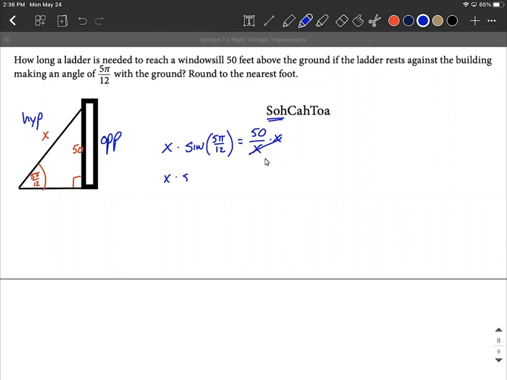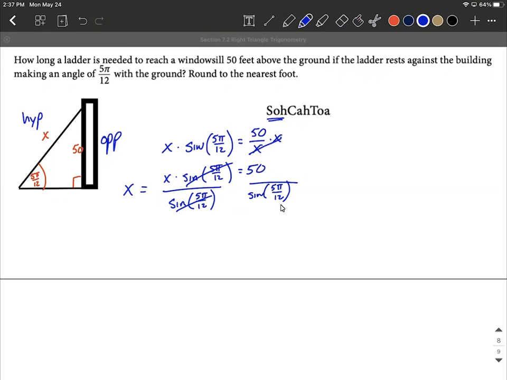So we have x multiplied by sine of 5 pi over 12 equals 50. And to get x all by itself, we need to get rid of the sine of 5 pi over 12. So we're going to divide both sides by that. So sine of 5 pi over 12 divided on both sides. All right, that'll isolate x and get that on one side all by itself. On the right-hand side, we need to get this into our calculator.